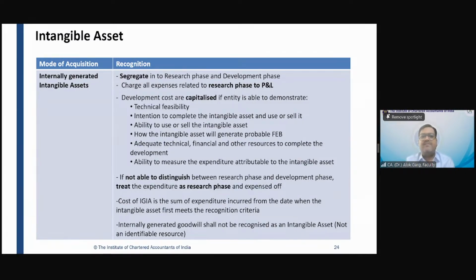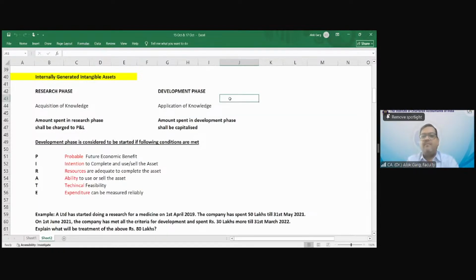I hope my Excel file is visible. Yes. Research phase is acquisition of knowledge, development phase is application of knowledge. Amount spent in the research phase shall be charged to P&L. Amount spent in the development phase shall be capitalized. Development phase is considered to be started if the following conditions are met. Pirate means future economic benefits should be probable. From the development of that internally generated intangible asset, the future economic benefit should be probable.